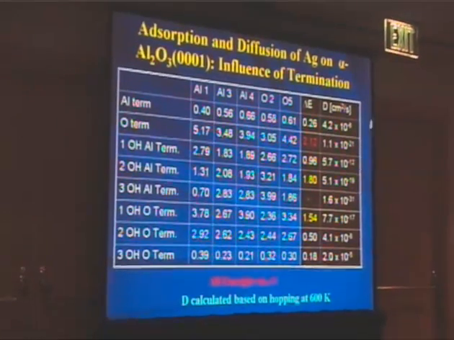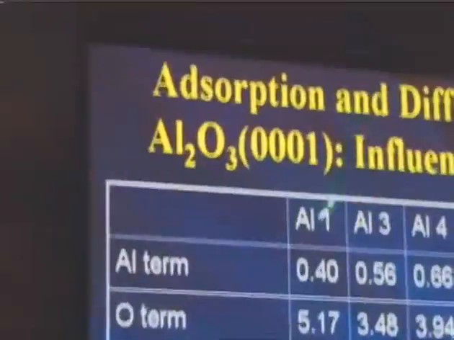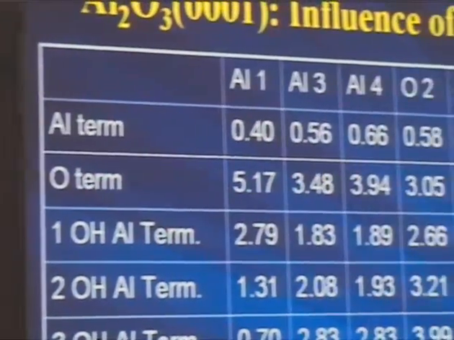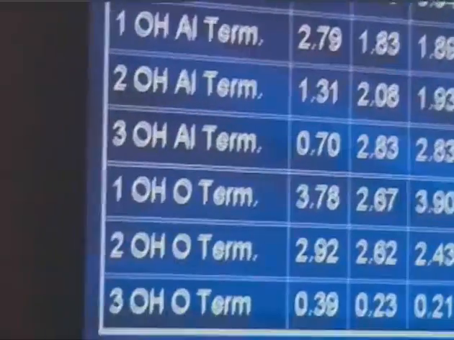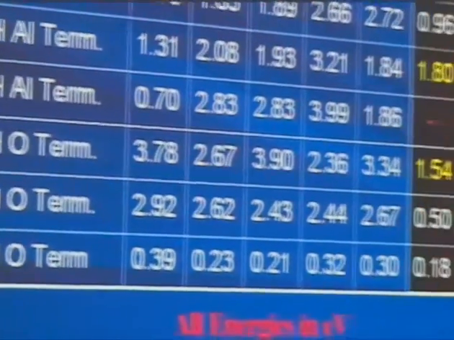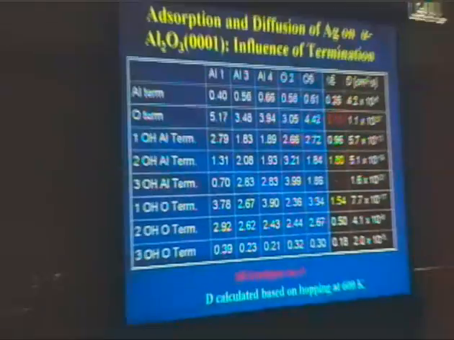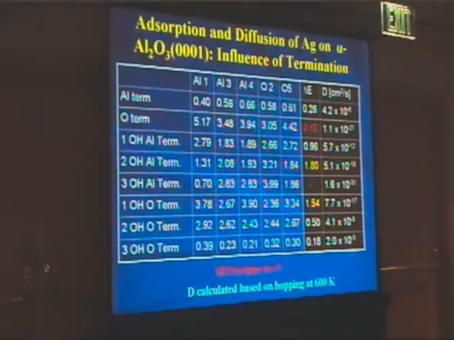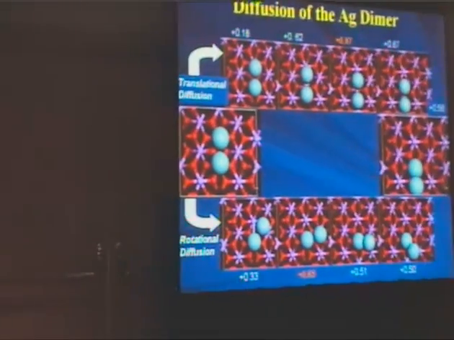So I don't have time to go through all of the details, but we've got essentially diffusion of the single silver atom along different sites. So what is their binding? And here are their diffusivities on the aluminum terminated surface, the oxygen terminated surface, as well as various different hydroxylated surfaces. And we can estimate diffusivities from this that we would like to use later in terms of simulating what is the mobility of these species. So that's a single atom.